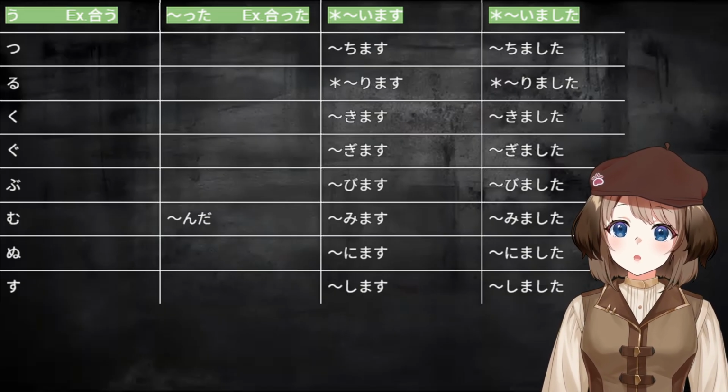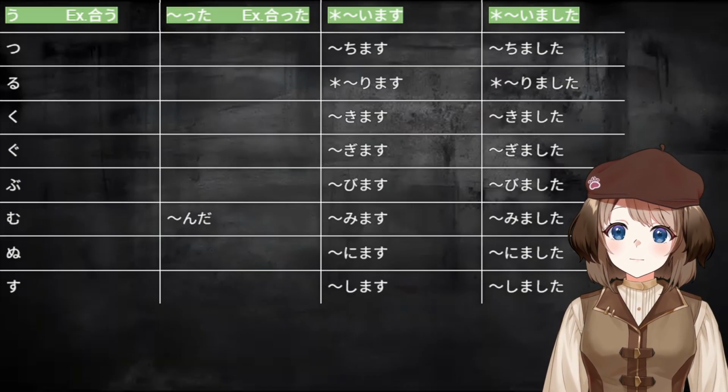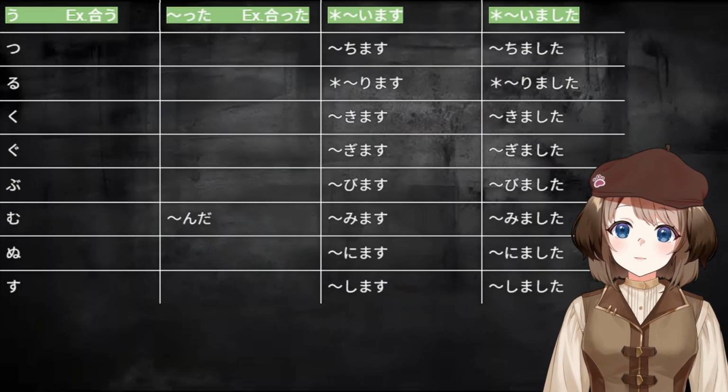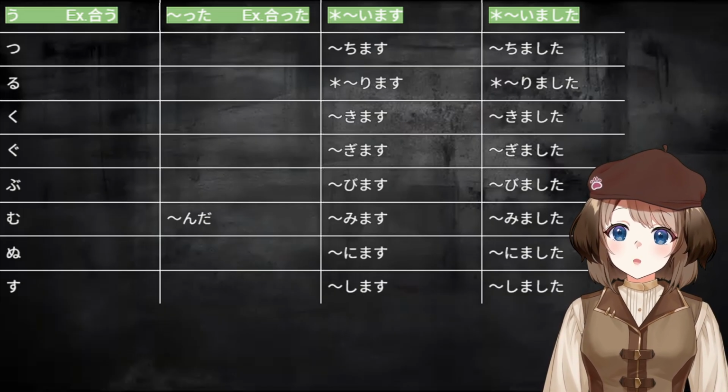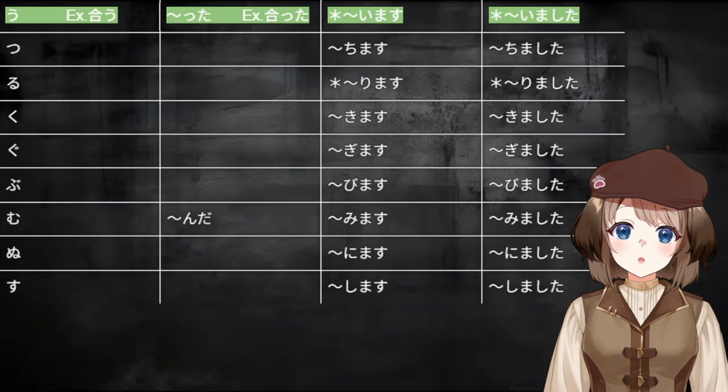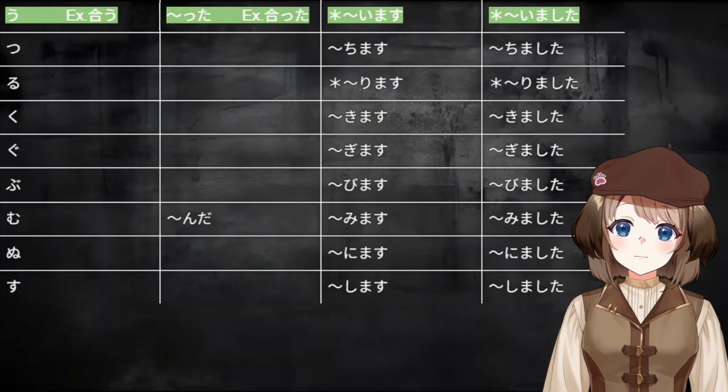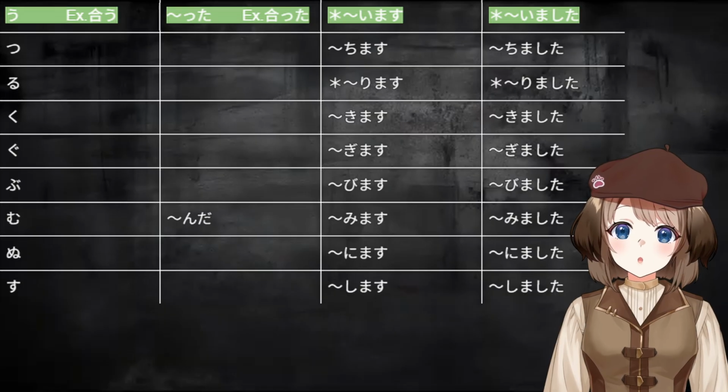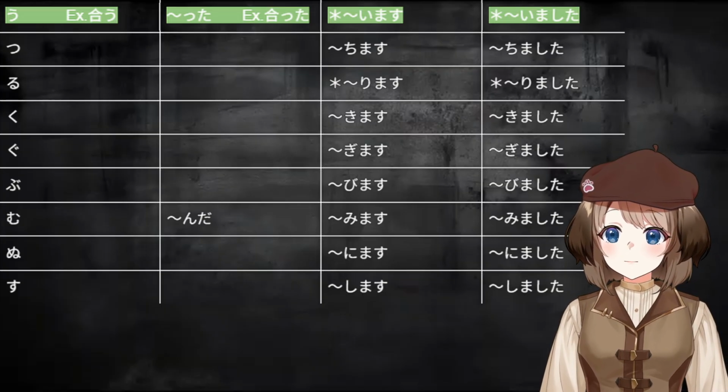So au becomes atta. Make sure that you have that pause in there. Atta, right? So a, small tsu, ta. Iu, to say, becomes itta. Machigau, to make an error, becomes machigatta. Notice how different this is from the nda ending that we learned for Godan verbs that end in mu, right? Nomu becomes nonda, but kau, which ends in an u sound, becomes katta. It's not at all the same as the nda ending, right?